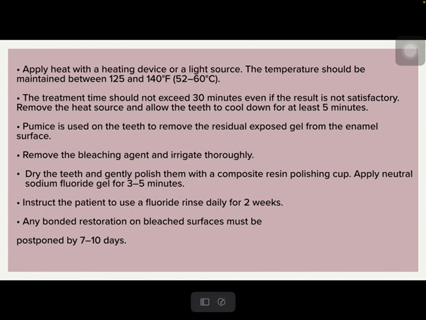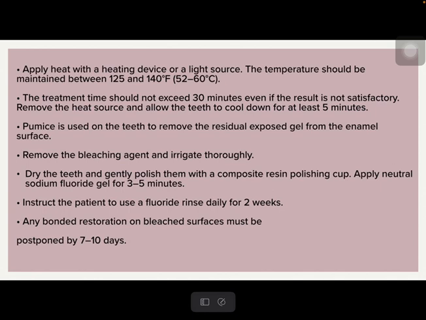The treatment should not exceed 30 minutes even if the result is not satisfactory. Pumice is used on the teeth to remove the residual exposed gel. Then we have to remove the bleaching agent, and we have to irrigate the tooth thoroughly. Then we have to dry the teeth, and we have to apply a neutral sodium fluoride gel for 3 to 5 minutes to close the dentinal tubules to prevent dentinal hypersensitivity after bleaching.